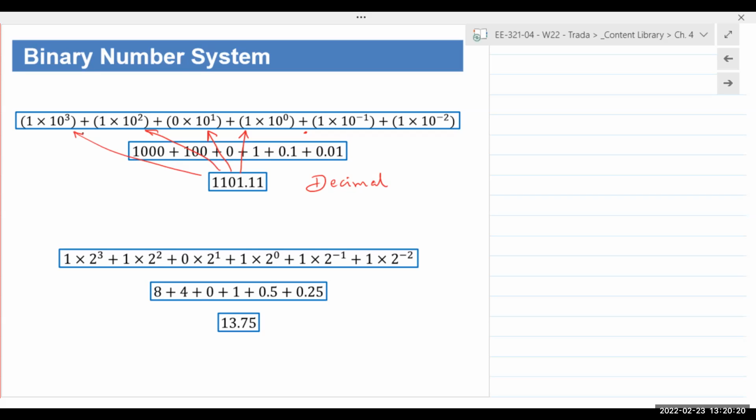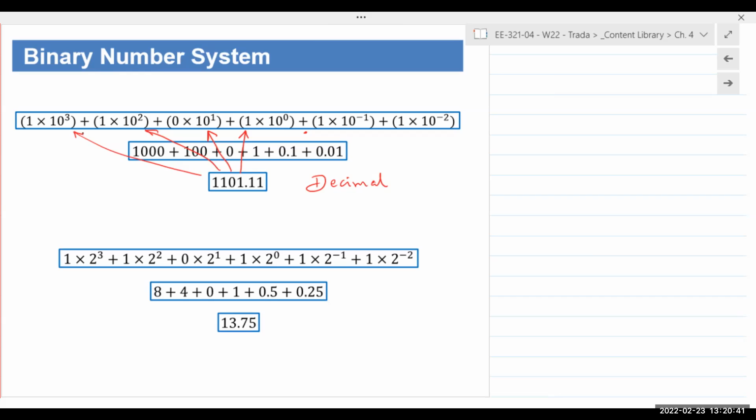Computers work exactly like that with a binary number system. Computers cannot work with decimals because, again, transistors, FETs, they only have two states, either on or off. They have active mode also, but we don't talk about that. We work in cutoff or in saturation.